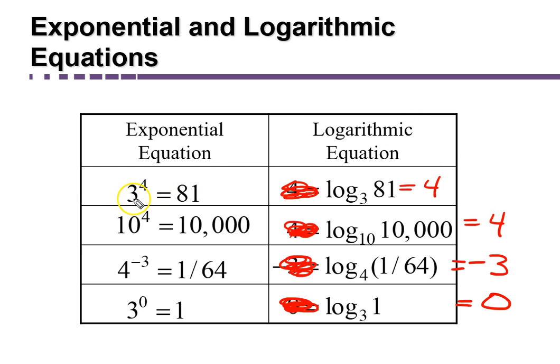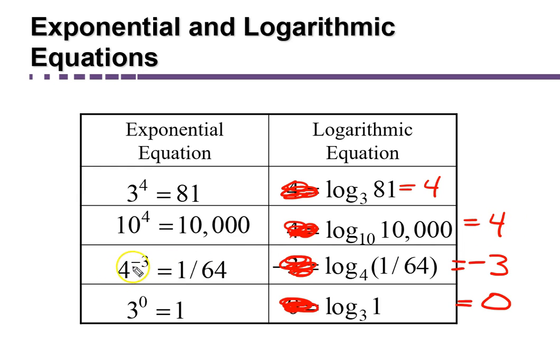So 3 is our base to the 4th power, and the answer is 81. Putting it in its logarithmic form, the log of our base, which is 3, our answer is 81, equals the exponent 4. Now this is 10 as our base to the 4th power equals 10,000. So log of our base 10, the answer is 10,000, equals the exponent 4.